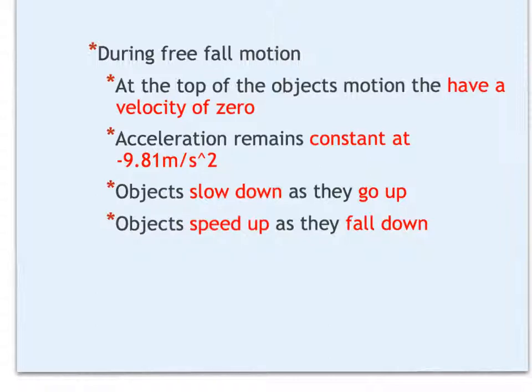Our acceleration will always remain constant at negative 9.81 meters per second squared. Objects that are going up will be slowing down, and objects will speed up as they fall down. So it's a little bit opposite. If it's slowing down, it's going up. If it's speeding up, it's going down. So remember that those two terms, up and down, are opposite. They can't be the same for these situations.